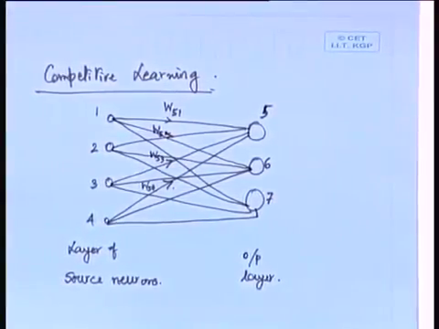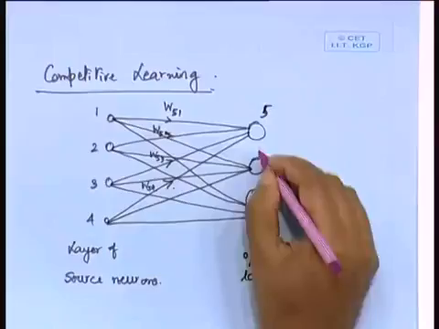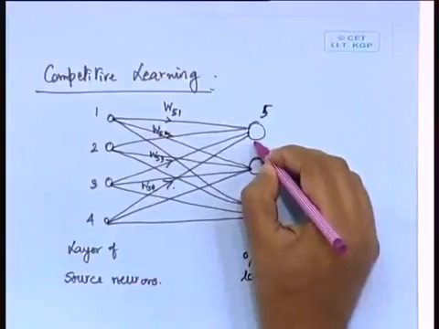All these 3 neurons, which are supposed to be competing amongst themselves, are connected to the same set of inputs. Why? That reason you think over later on. Everything I should not tell you.